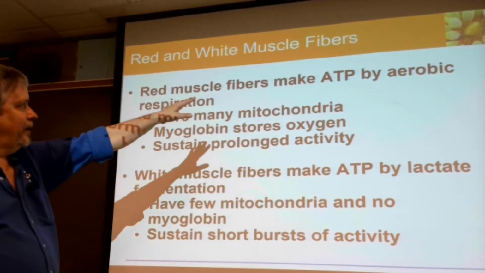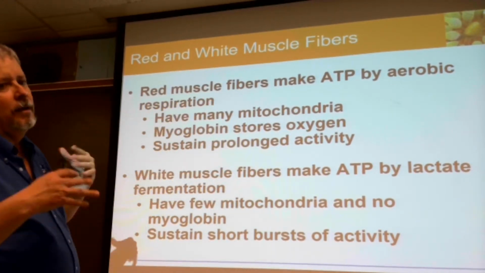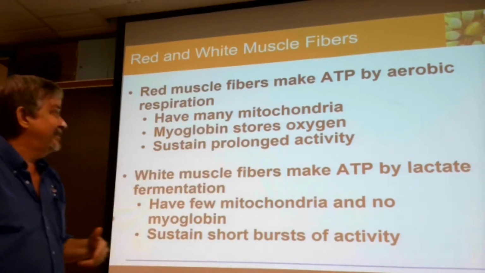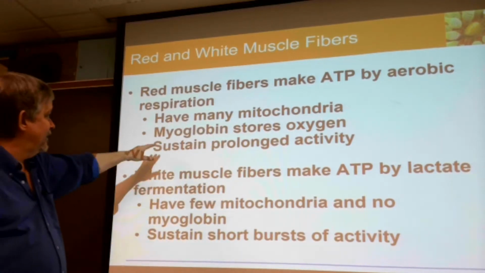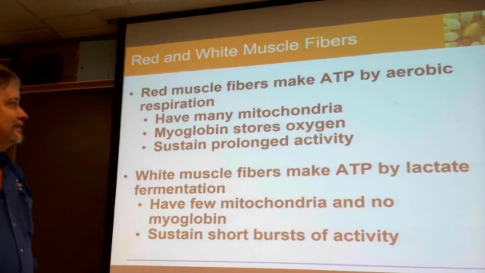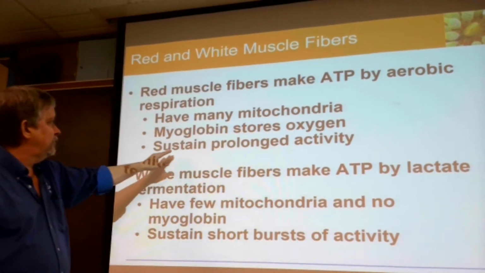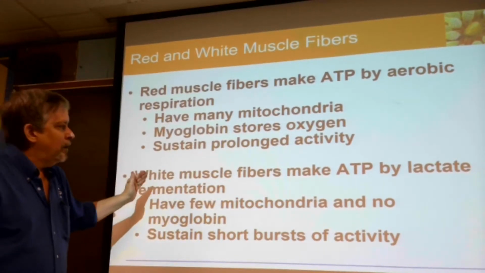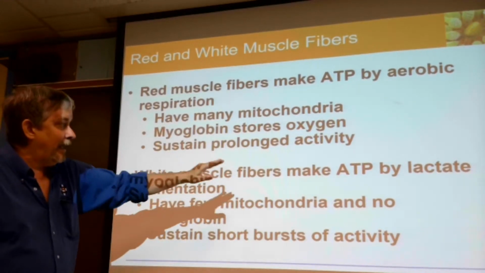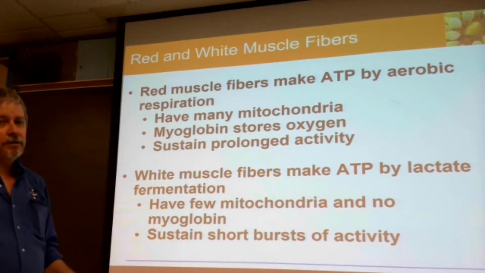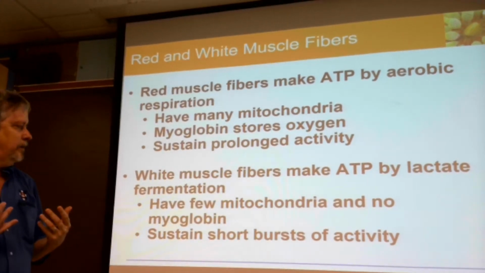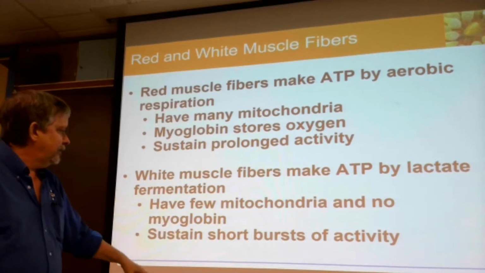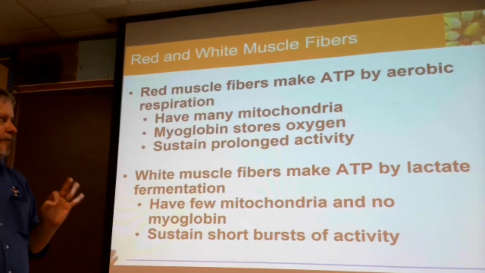All right, red and white muscle fibers. Red muscle fibers make ATP by aerobic respiration, oxygen. Why are they so red? Well, there's a lot of mitochondria, but that's really not what makes them red. Here it is. Myoglobin is in those cells that stores oxygen for sustained, prolonged activity. White muscle fibers, on the other hand, make ATP by lactate fermentation, so you don't get much out of it, but they have few mitochondria, no myoglobin, they sustain short bursts of activity.